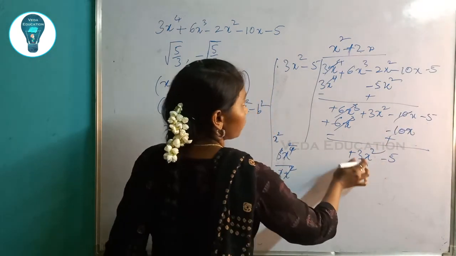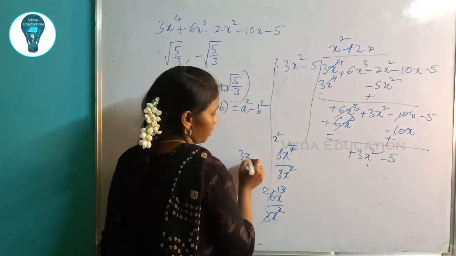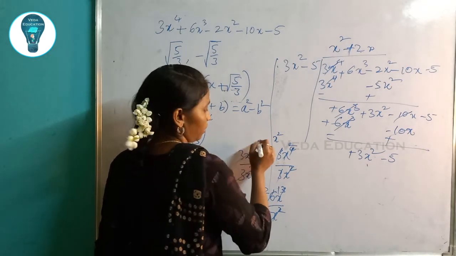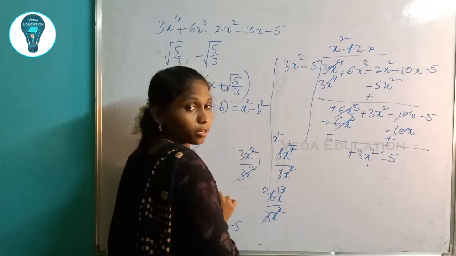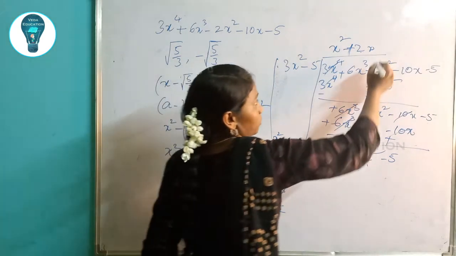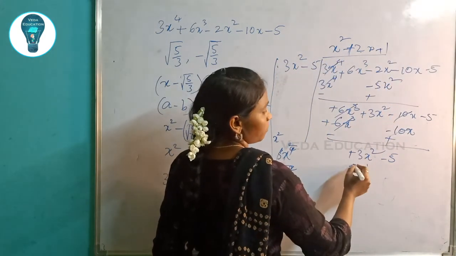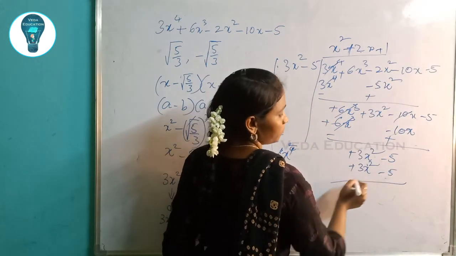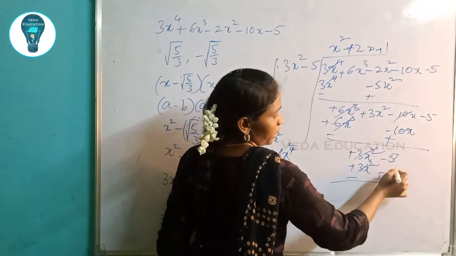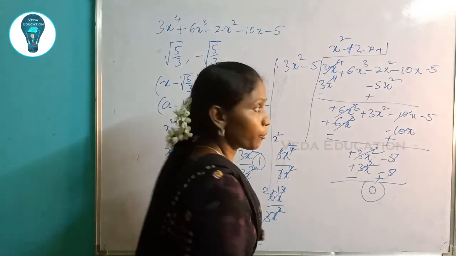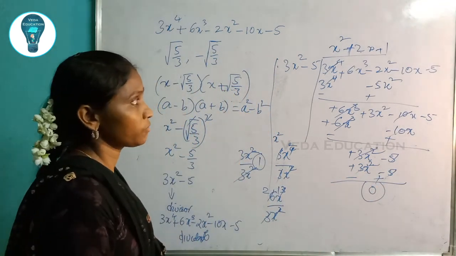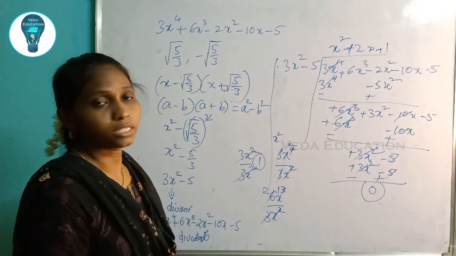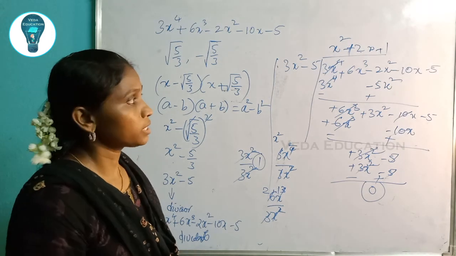Now this one, divide with 3x square. 3x square by 3x square, overall this term cancels. So it is completely divided now. So consider the quotient as 1. Plus 1 into 3x square is plus 3x square. Plus into minus is minus, minus 5. Change the symbols. Cancel. Now the remainder is 0. So our process is correct. Now 3x square minus 5 is a factor of the given polynomial 3x to the power 4 plus 6x cube minus 2x square minus 10x minus 5.